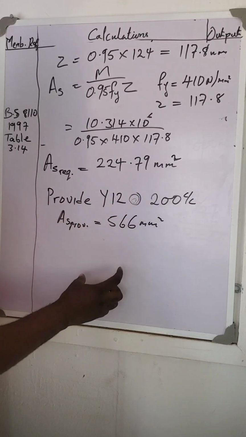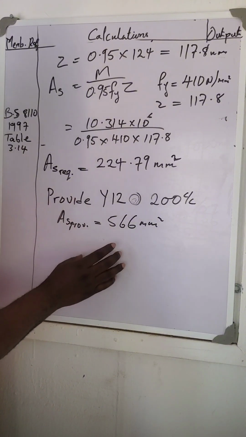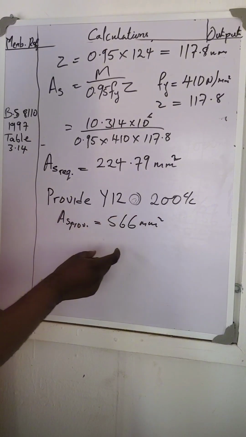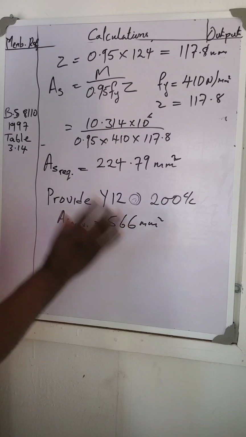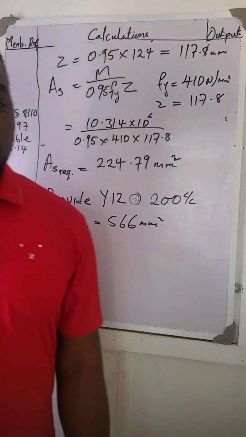The next step now is to check for your deflection. By the time you use this particular steel and you check for deflection is okay, you adopt this particular steel. So that is that for today's class.